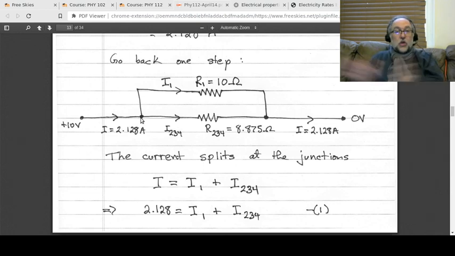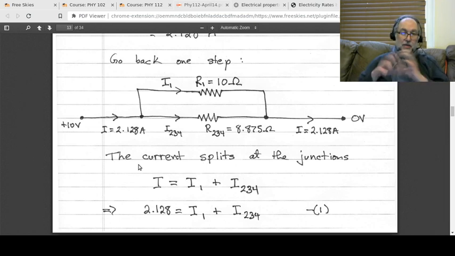So what happens at a junction? The current splits. Okay, so what's this current splitting into? I called this one I1. I1 is the current through R1, and I234 is the current through R234. I234 is the total current that is passing through resistors 2, 3, and 4 collectively. Now I don't know what I1 is, and I don't know what I234 is, but I know that the sum of the two has to equal 2.128. Okay, so that's basically my equation number one there.